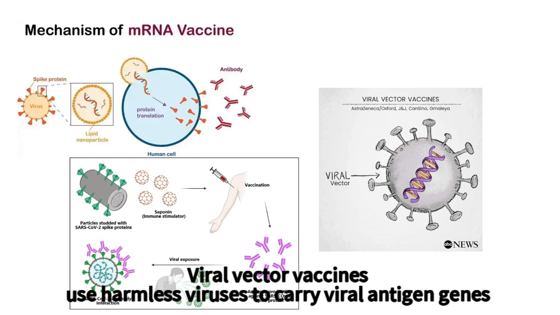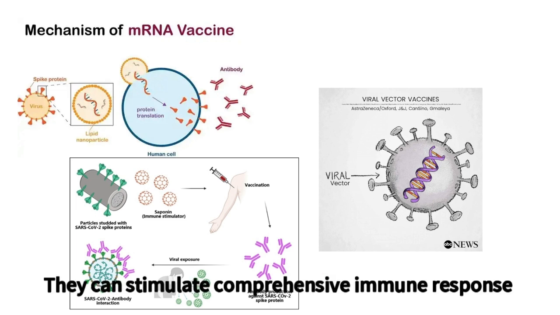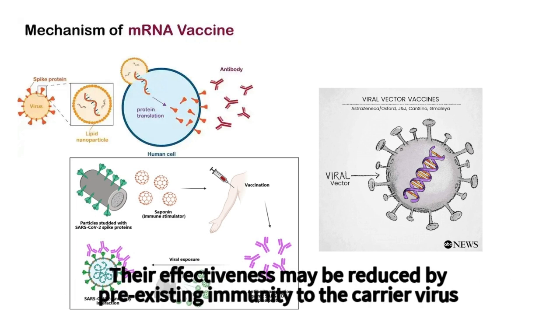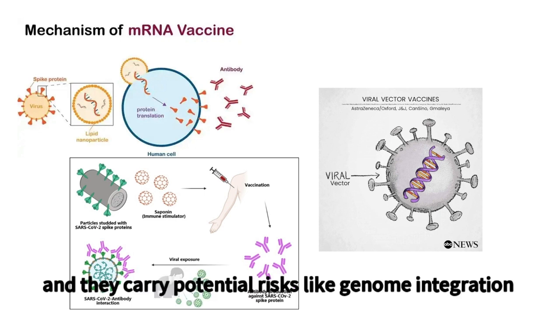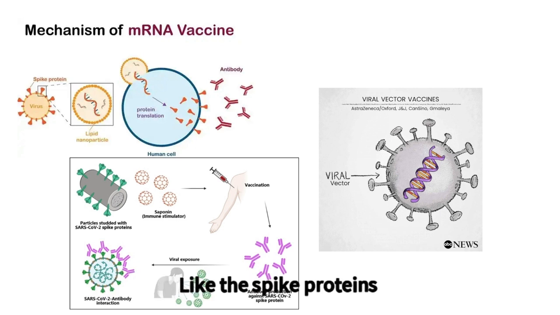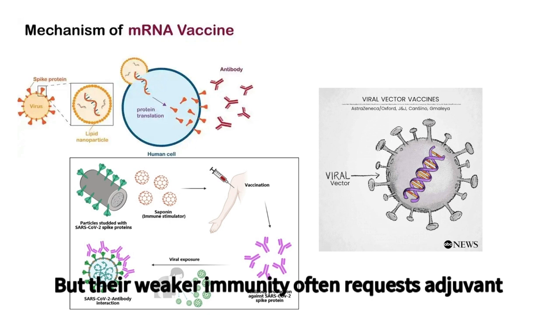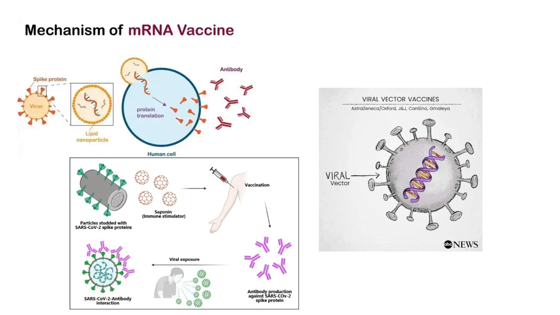Viral vector vaccines use harmless viruses to carry viral antigen genes. While they can stimulate comprehensive immune response, their effectiveness may be reduced by pre-existing immunity to the carrier virus, and they carry potential risks like GMO integration. Recombinant protein vaccines are made by producing viral antigen proteins by genetic engineering, like the spike proteins. They are safe and have low production costs, but their weaker immunity often requires adjuvant.